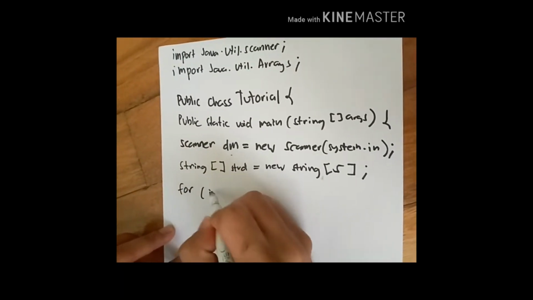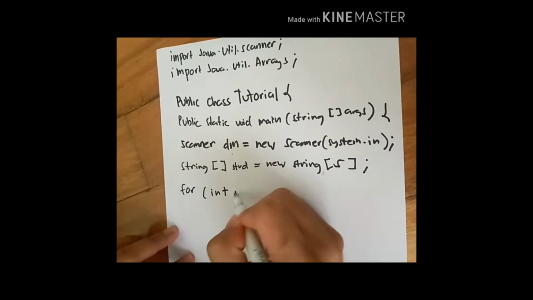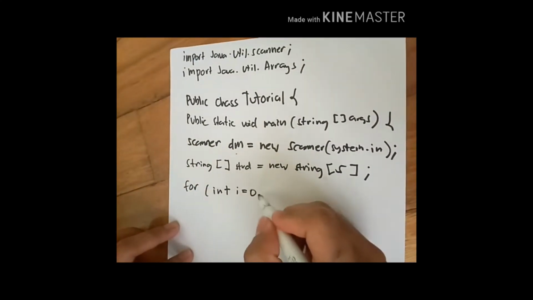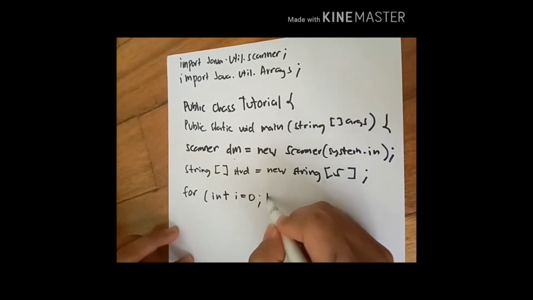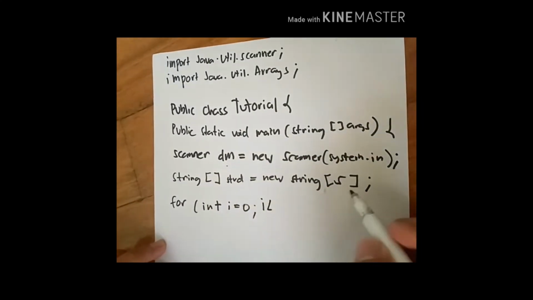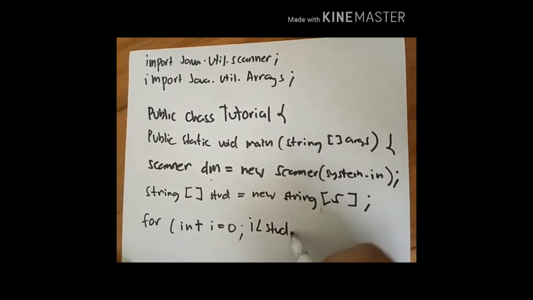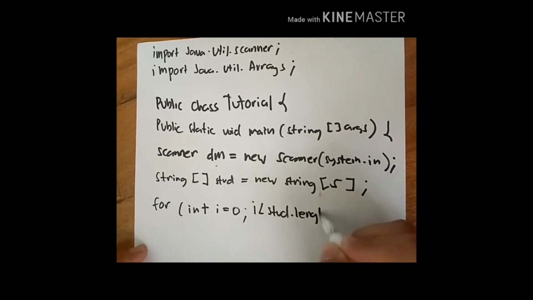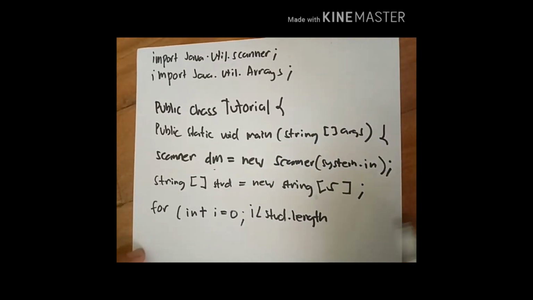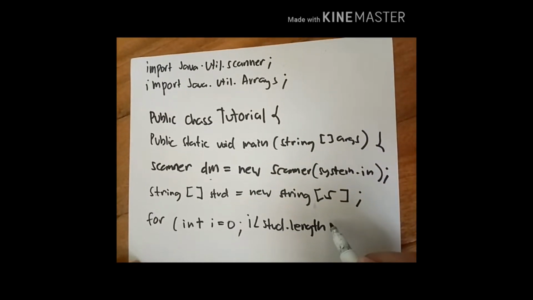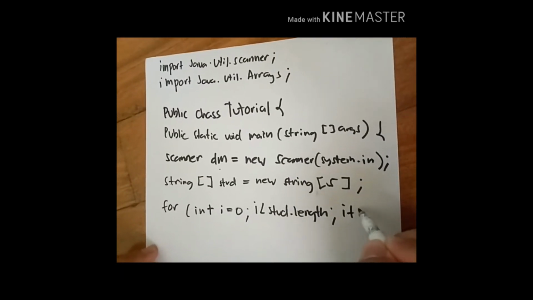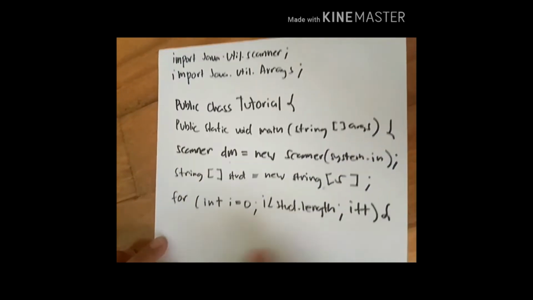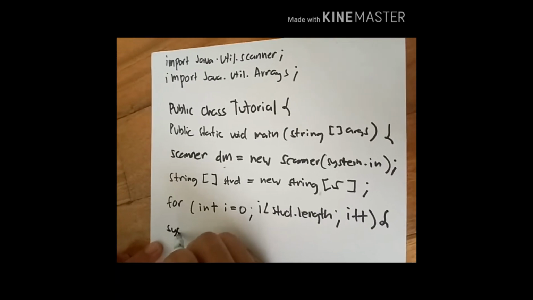Next naman is pagsulat natin ng for loop. So, declare muna natin is int i equals to 0. Then, semicolon. And i is less than stud, ang variable natin, stud.length. Para magbe-base siya sa maximum value na dineclare natin sa array, which is 5. Then i++.